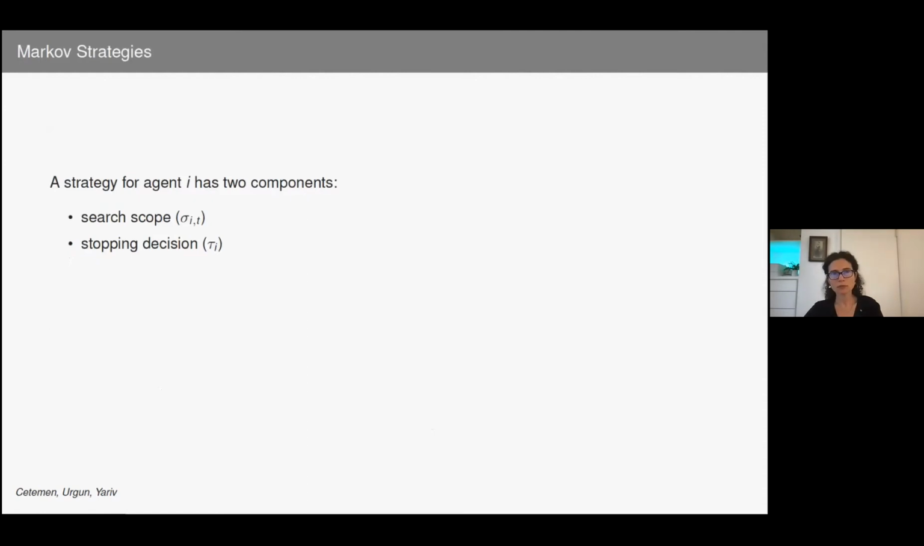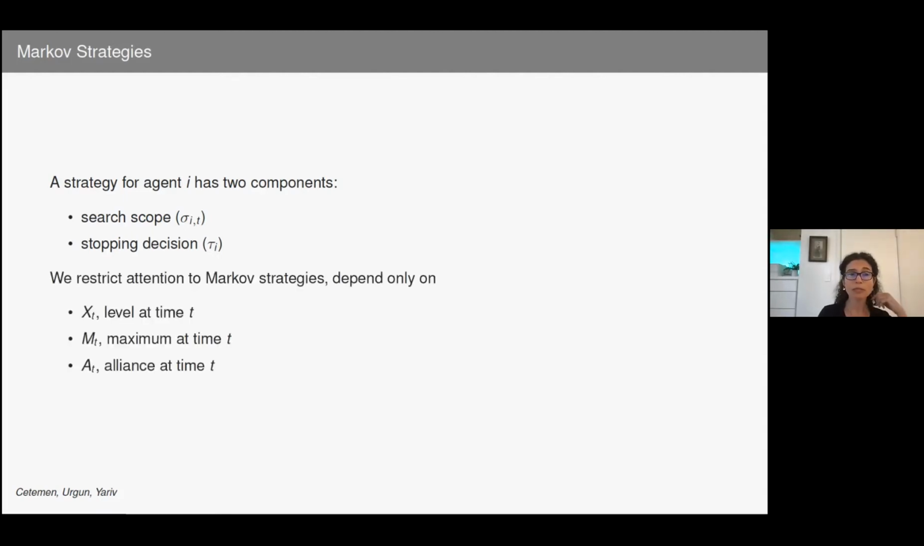A strategy for agent i then has two components: the search scope at any time. So at any point in time, she needs to decide how broadly to search, and the stopping decision, when she stops searching. And we'll restrict attention to Markov strategies that depend only on the observed level of search, that's X sub t, the maximum observed up to now, M sub t, and the alliance, the people who are searching with you.